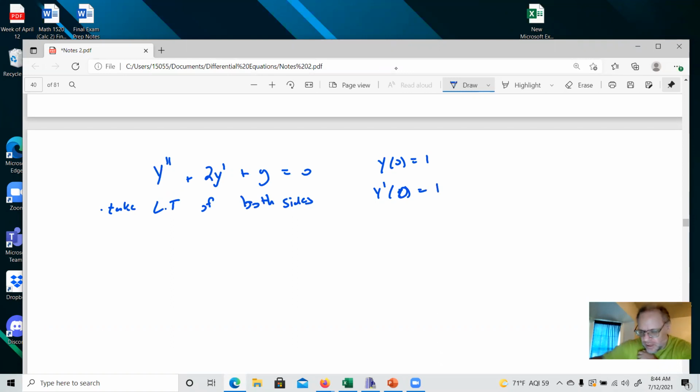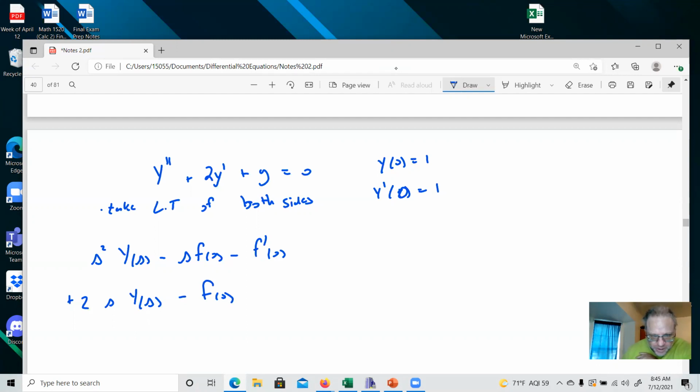Let's go ahead and do this. All we're going to do here is say this is s squared Y of s minus s y of 0 minus y prime of 0. And we have plus 2 times the Laplace transform of our first derivative, so that's s Y of s minus y of 0, plus Y of s, and then this whole thing equals 0.